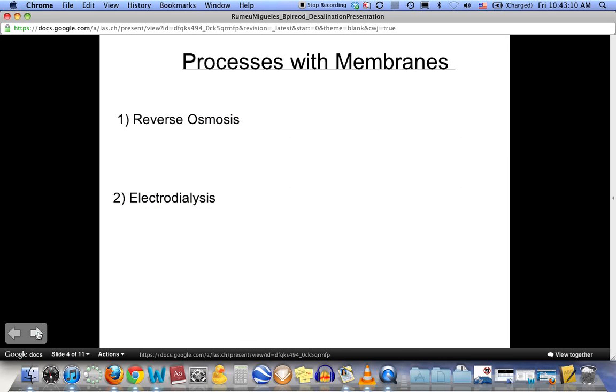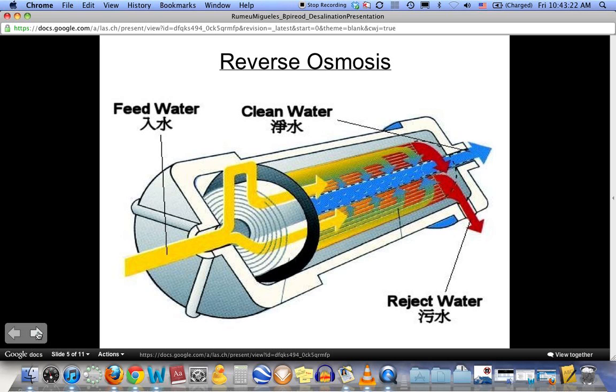So the other two processes are reverse osmosis and electrodialysis. These are processes by membrane. So the first one is reverse osmosis. It's similar to a process that occurs in our body to equalize the concentration of water.